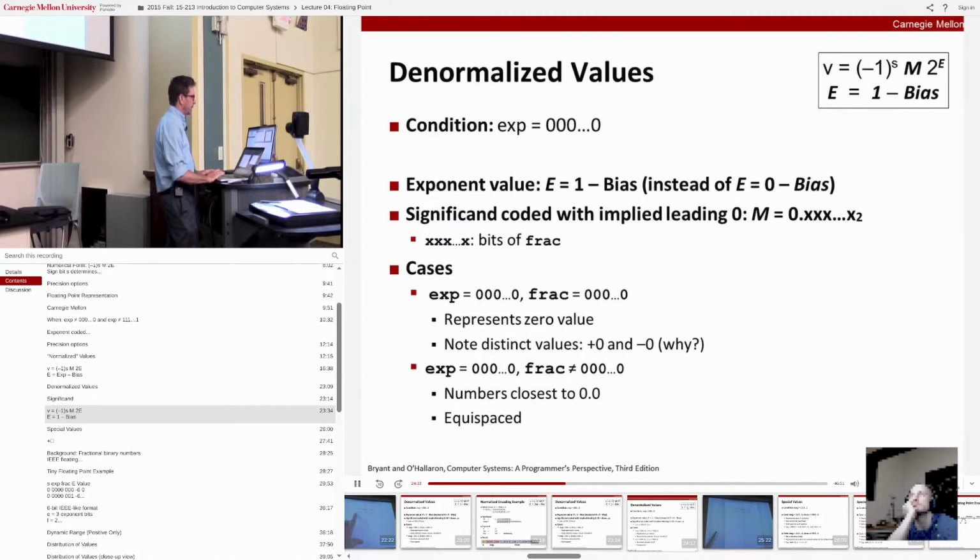Now if we just used the definition we use for normalized numbers, the EXP would be 0. So we don't do that. Instead, E is 1 minus the bias. And then the significand is coded with an implied leading 0 instead of a leading 1, like I mentioned.